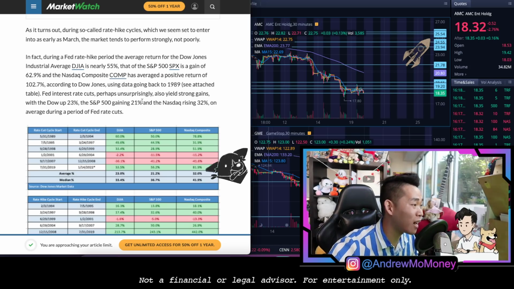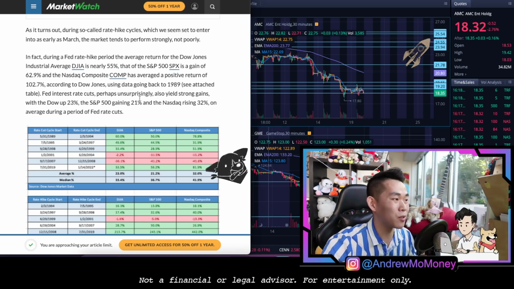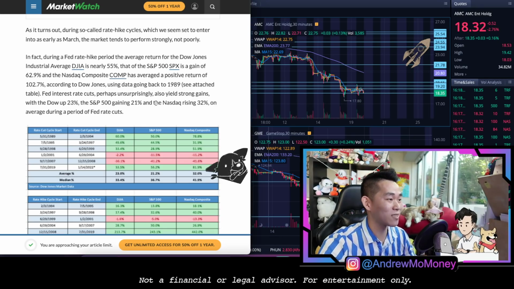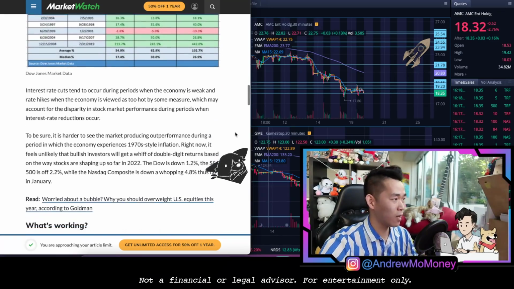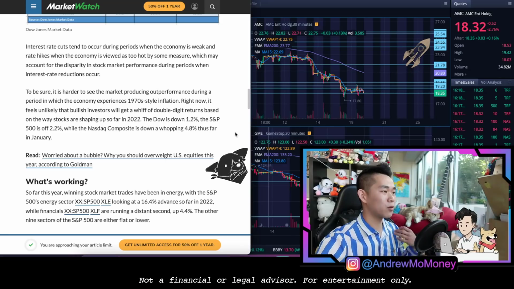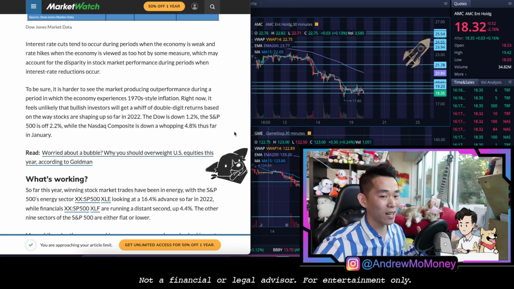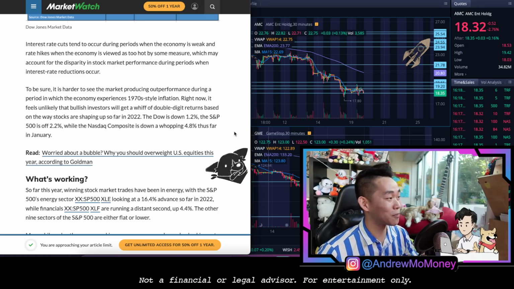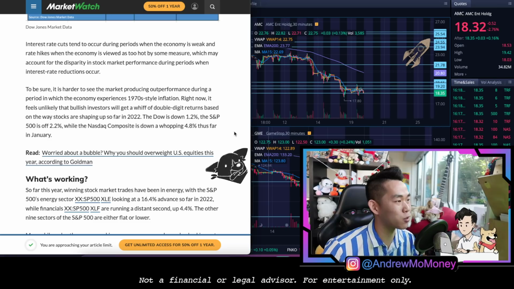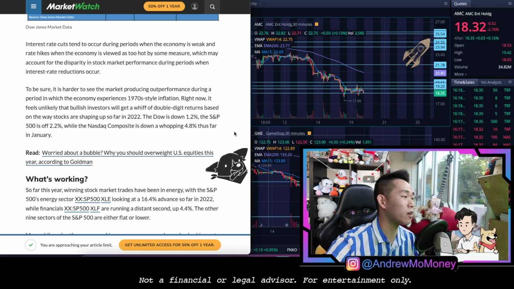Fed interest rate cuts, perhaps unsurprisingly, also yield strong gains, with the Dow up 23% and the S&P 500 gaining 21%, NASDAQ rising 32% on average during a period of Fed rate cuts. Interest rate cuts tend to occur during periods when the economy is weak, and rate hikes when the economy is viewed as too hot by some measure, which may account for the disparity in stock market performance during periods when interest rate reductions occur.